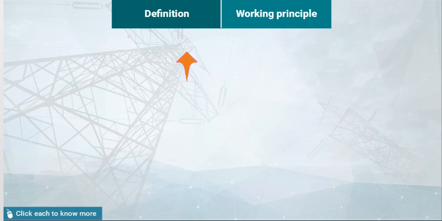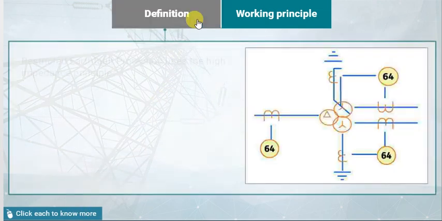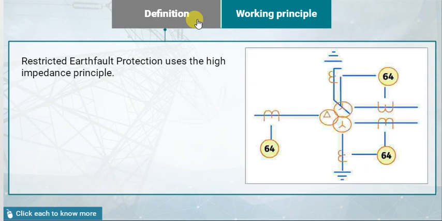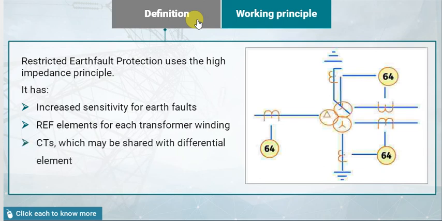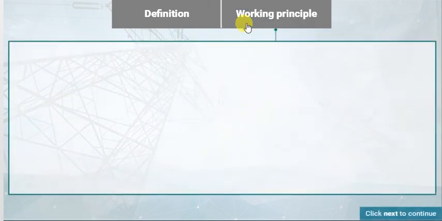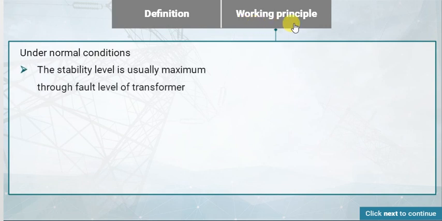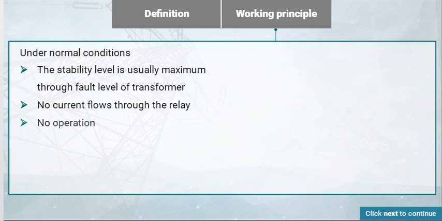Click each to know more. Restricted earth fault protection uses the high impedance principle. It has increased sensitivity for earth faults, REF elements for each transformer winding, and CTs which may be shared with the differential element. In REF, under normal conditions, the stability level is usually the maximum through fault level of the transformer. So, under normal conditions, no current flows through the relay, which means no operation.